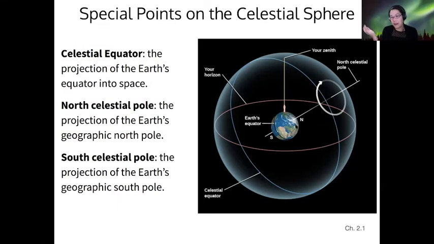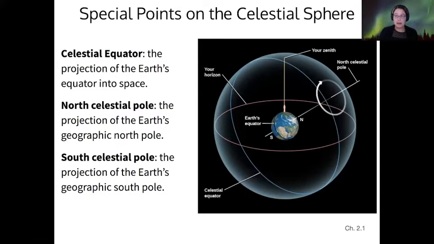Any sphere has an axis and an equator. And so this is no different from the celestial sphere. Here, the Earth is shown with its axial tilt. It's actually a little exaggerated in this image. And Earth's equator is this black line. And so Earth's equator projected out into space gives us the celestial equator, which is this blue ring.